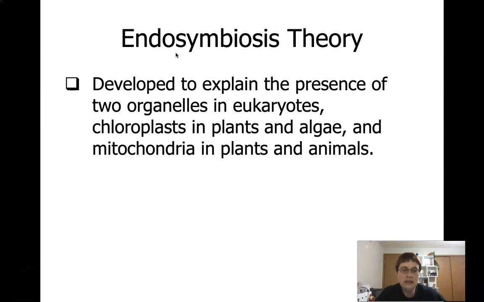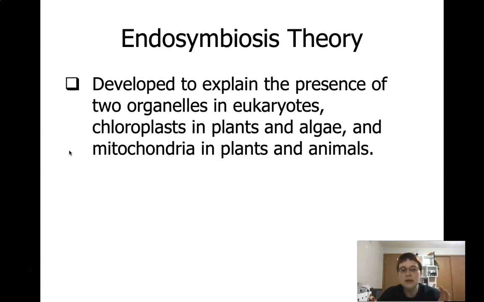It sounds like in, right? So endo means in, and symbiosis means together, to live together. So this is the living together or living inside theory. This theory was developed to explain the presence of two organelles that are found in eukaryotes: chloroplasts in the plants and the algae, and mitochondria that are found in both plants and animals.